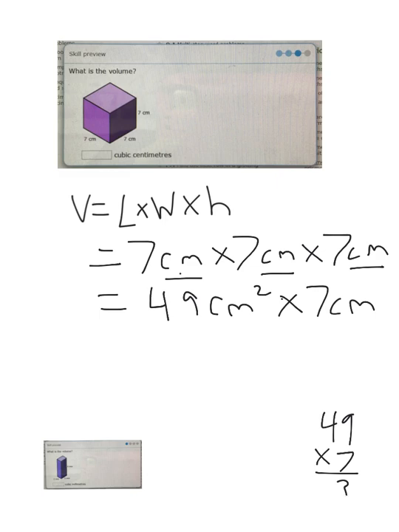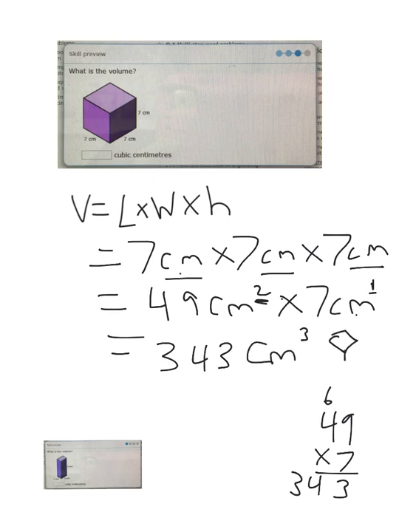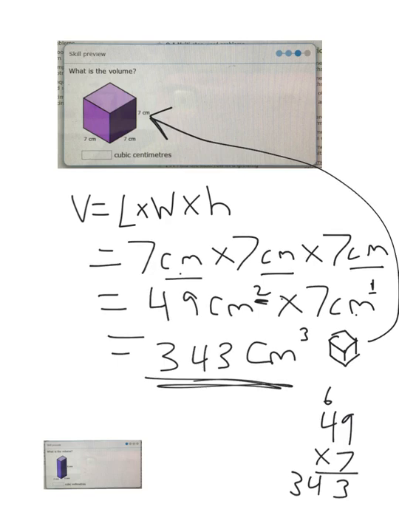9 times 7, 63, 3 down, 6 up. 4 times 7, 28, plus the 6 is 34. So equals 343. And so this is different, but we have a 2 there, and really there's an imaginary invisible 1 there. So centimeters squared times centimeters, 2 plus 1, we now have centimeters cubed. And it makes sense because we're literally talking about how many of these tiny little centimeter cubes we could fit into this shape. And we could fit 343 centimeter cubes in there.